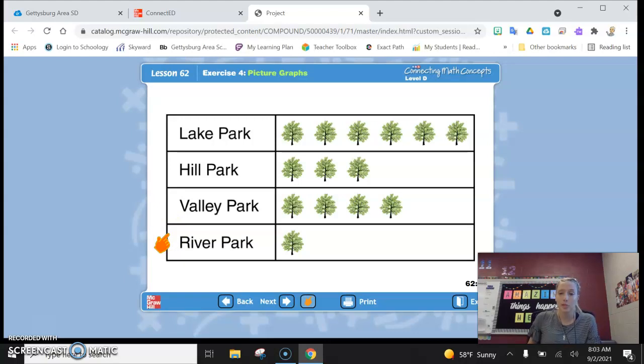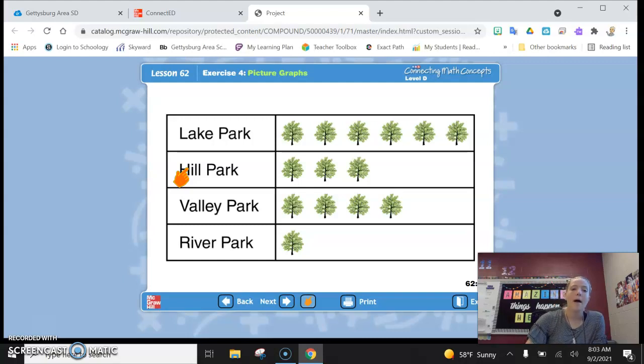So how much does each tree equal? 1. So how many trees were planted in Lake Park? How many trees for Lake Park? Yeah, 6 trees in Lake Park. Now let's look at Hill Park. How many trees were planted at Hill Park? Exactly right. There were 3.